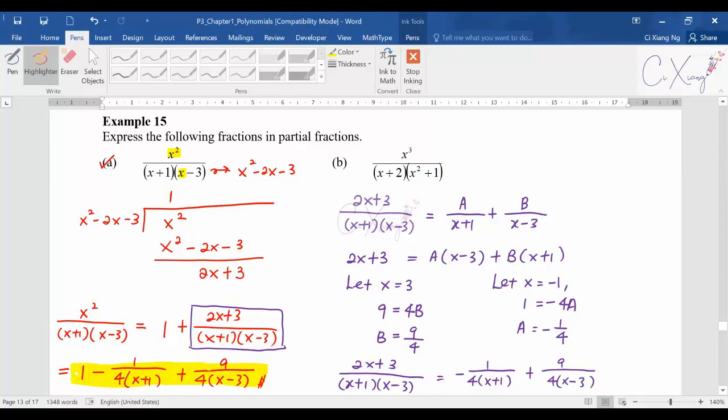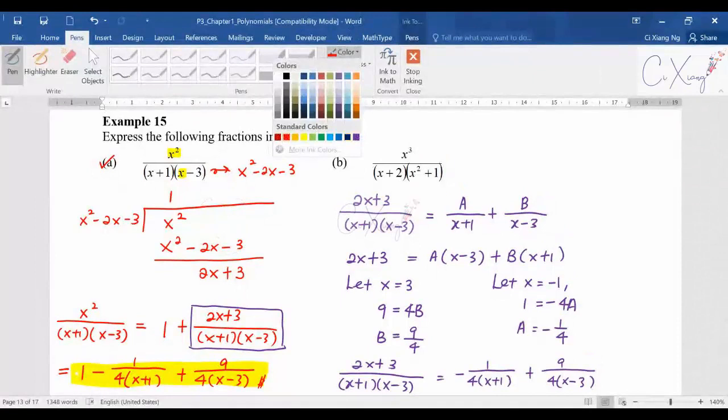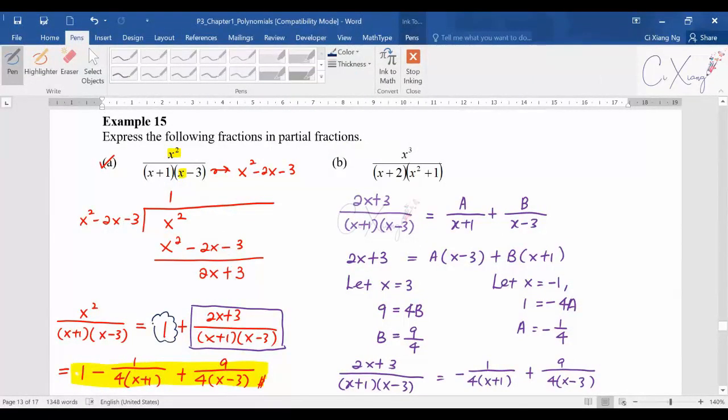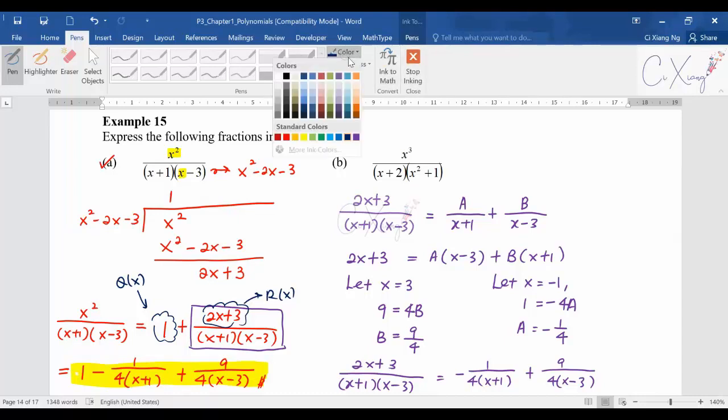Okay, but this is an improper fraction, so you need to carry out one extra step, which is the long division. After that, you use your quotient. Just a reminder, this is your quotient, and this one is your remainder. And then from the remainder rational function, only then do you proceed with the partial fraction steps that you learned before. It is not really hard, just that you need to be very careful. Make sure you double check whether it is an improper fraction or not before the exam. In the exam, please remember to check it. Okay, so you try part B yourself.